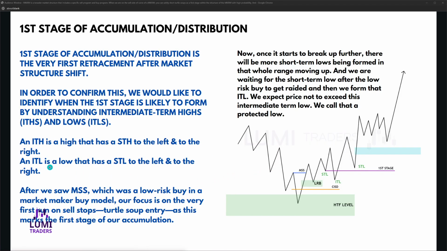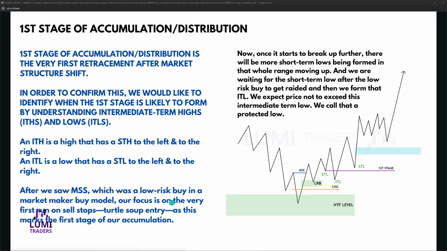An intermediate term low is a low that has a short-term low on the left side and on the right side of this intermediate term low. Like this, we got an intermediate term low, with a short-term low on the left side and on the right side. After we saw the market structure shift, which was our low risk buy right here, we got the market structure shift and a retracement to the fair value gap. As I said before, a fair value gap can be part of a low risk buy or a low risk sell.